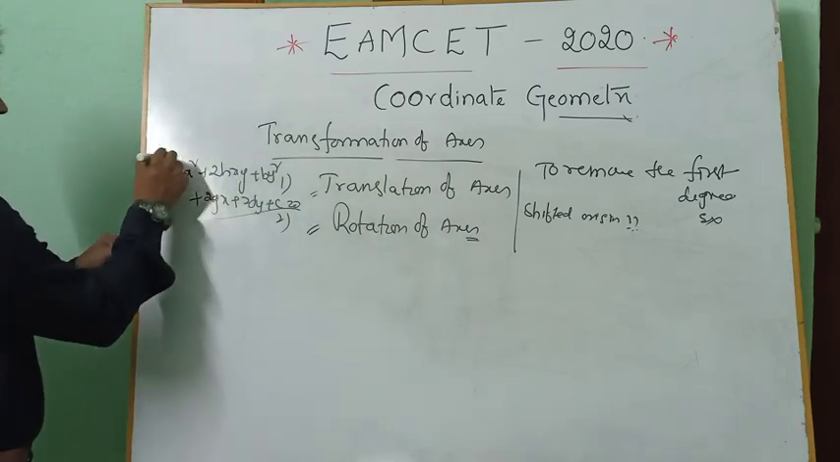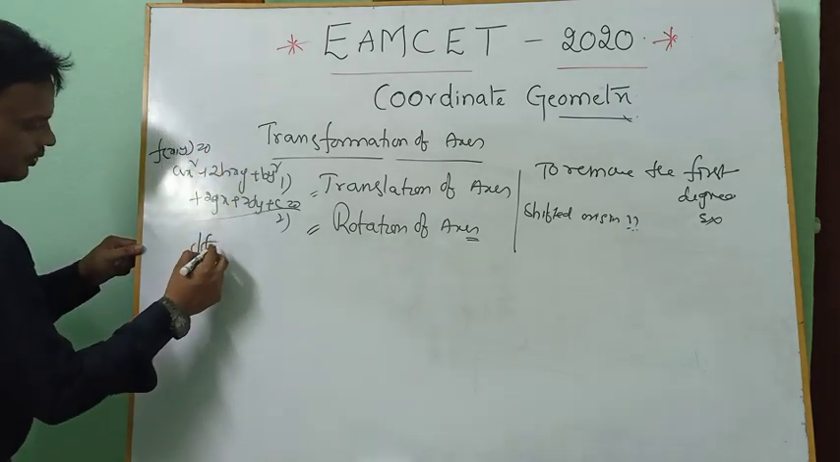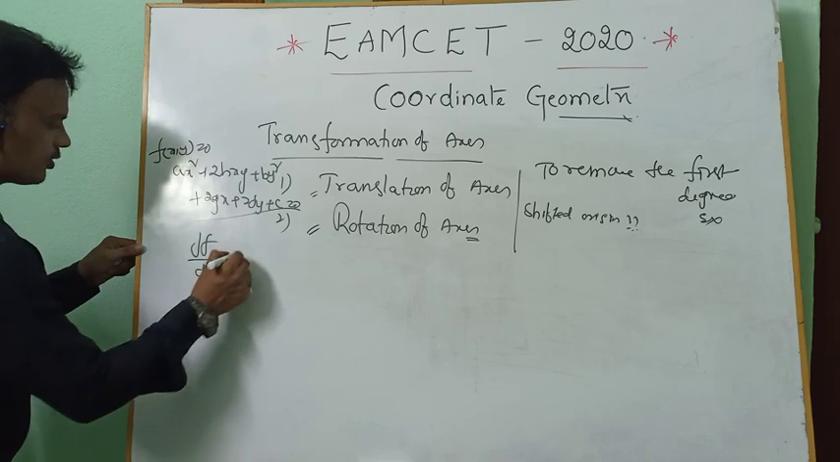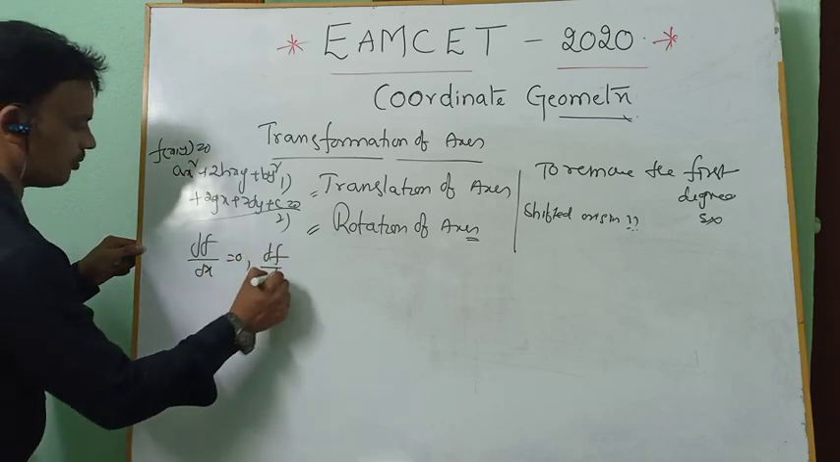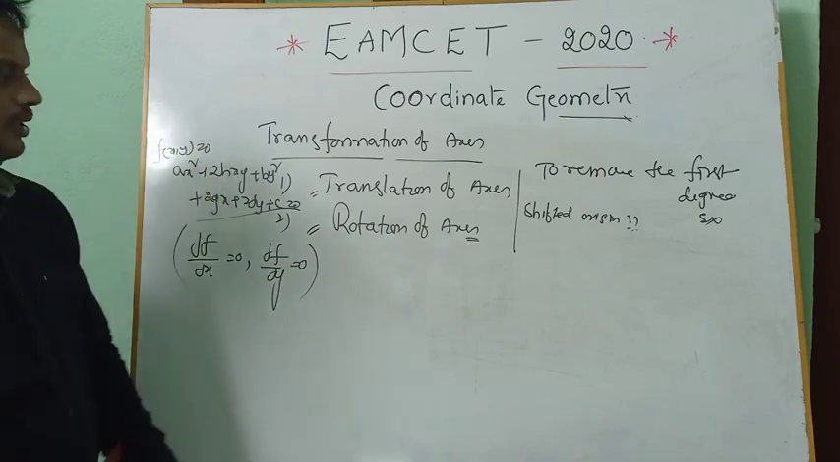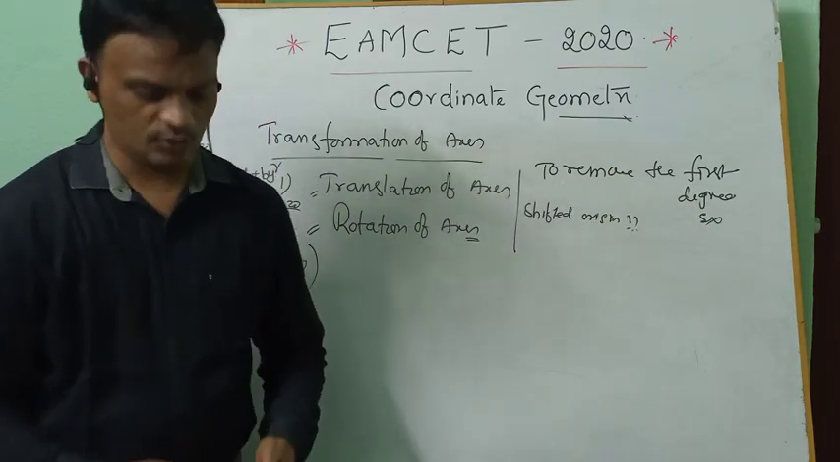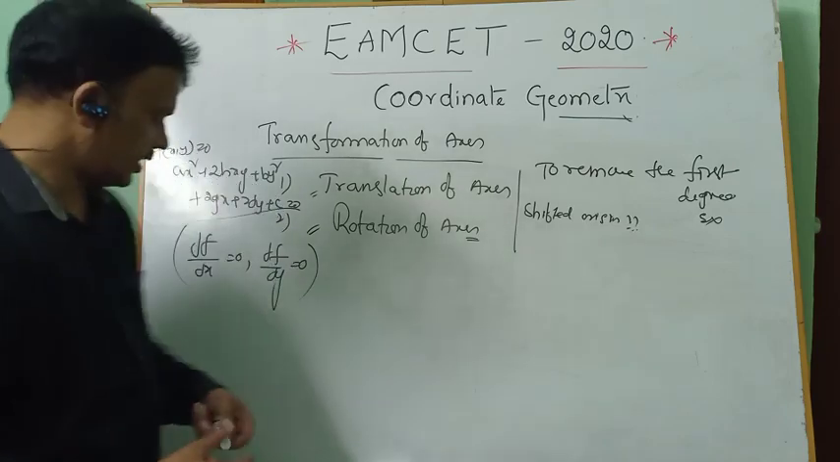Take the function f of x, y equals 0. Dou f by dou x is equal to 0, and dou f by dou y is equal to 0. This is your required point where the origin has to be shifted. In that case, the first degree terms will be removed. Am I right or not?